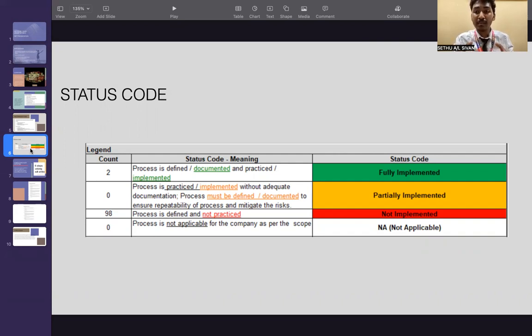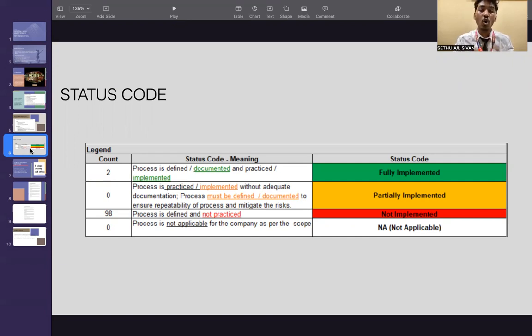Partially implemented means the process is practiced, not fully implemented but they're trying to implement it, without adequate documentation. The process must be defined and documented to ensure repeatability of the process and mitigate the risk. Next is not implemented. So what is not implemented? It means the process is defined, but not practiced in the organization.